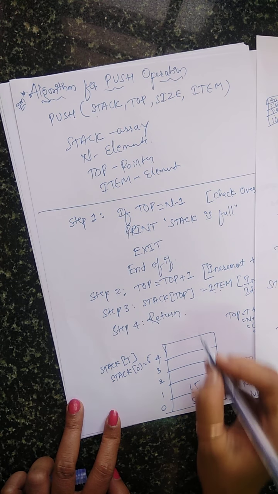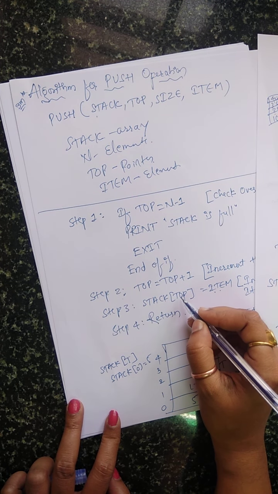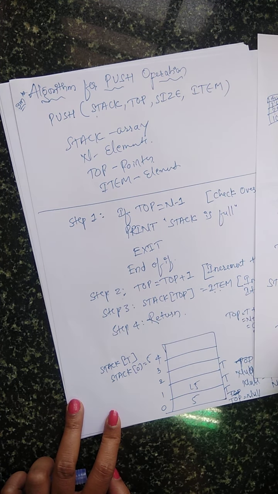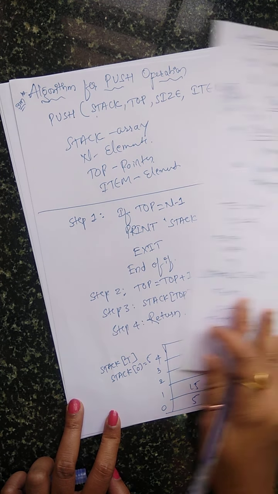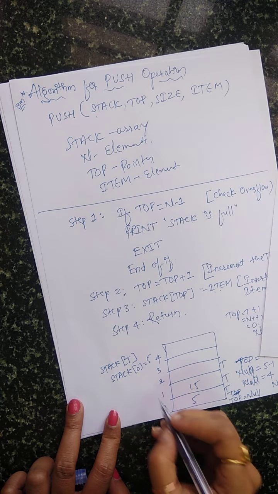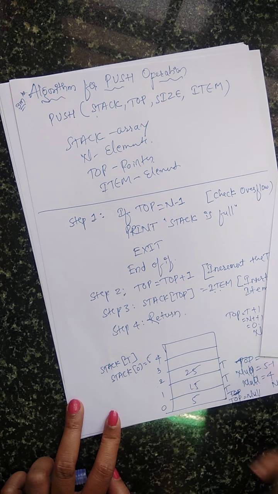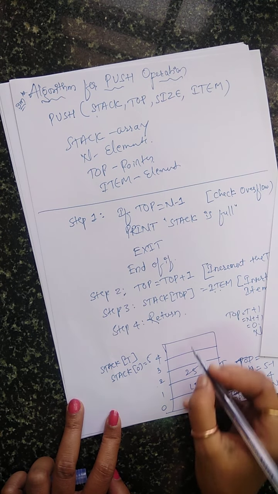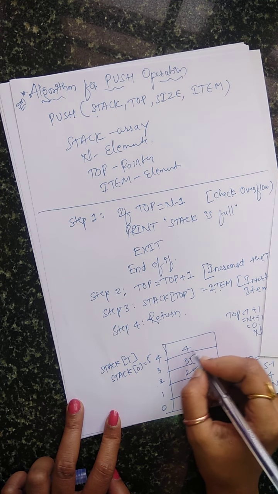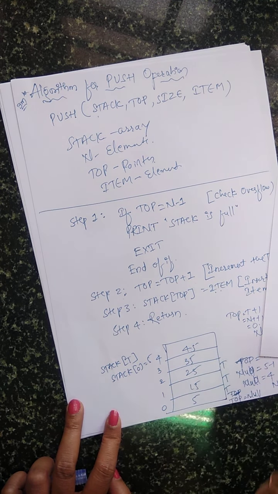Whatever element you want to store will be stored in stack of T position. Stack of T means the second position. In the second position, the element 25 will be stored. Like that, if you want a few more elements, you can add them. Now at this position, if you want to add one more element, done.